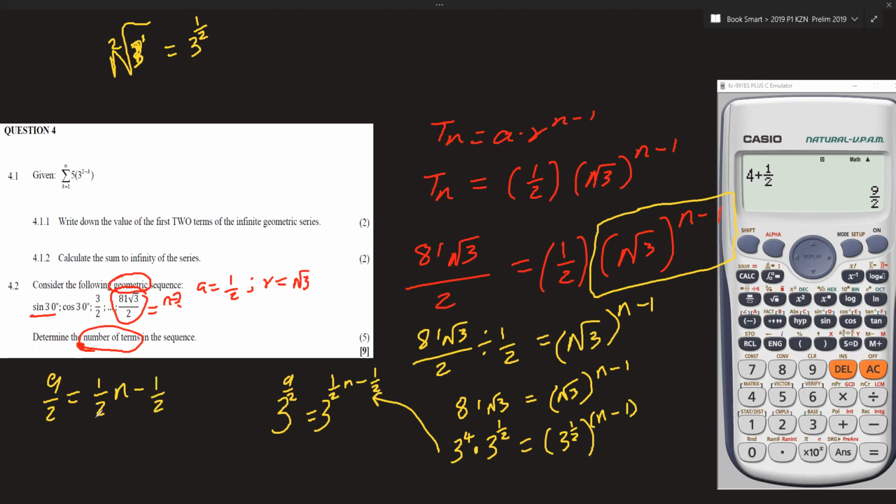In this case, we're lucky because the LCD is common to all terms. So I can easily just say 9 equals n minus 1. Then if I take the 1 over, I'm going to have 9 plus 1 equals n. Therefore, n equals 10. Then your conclusion is going to say there are 10 terms in this sequence. That makes sense. Perfect.